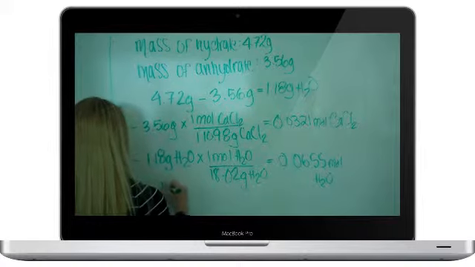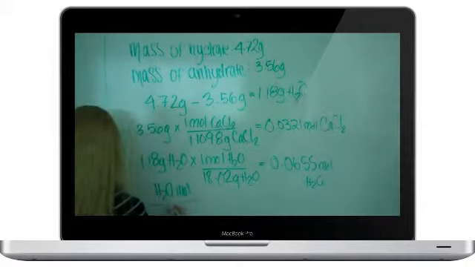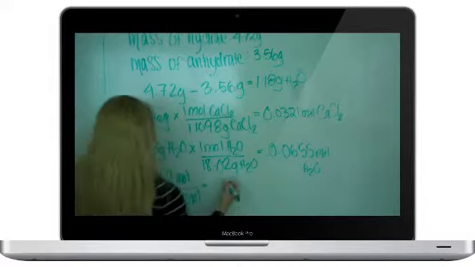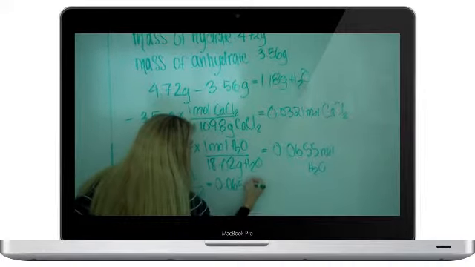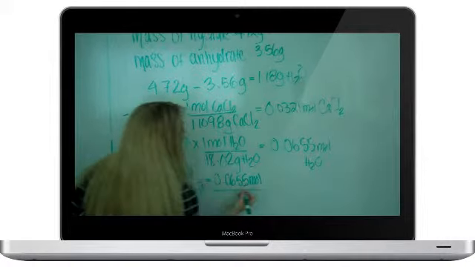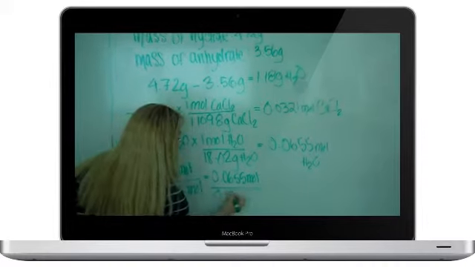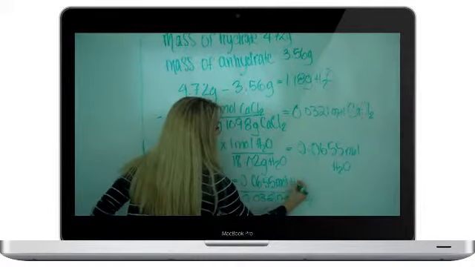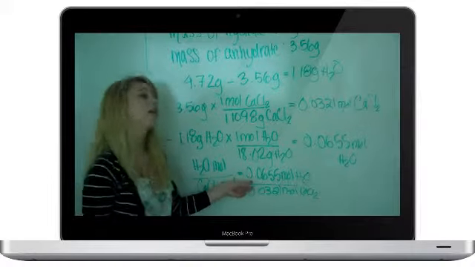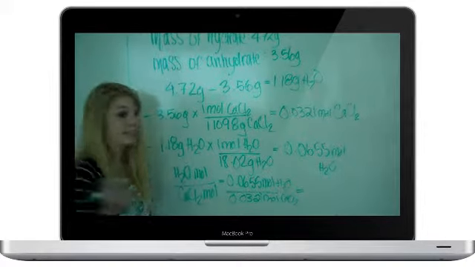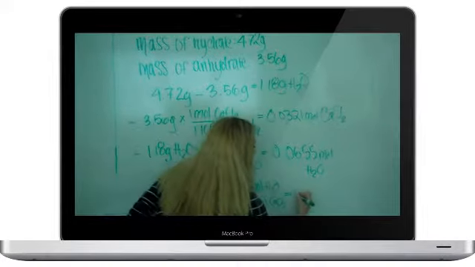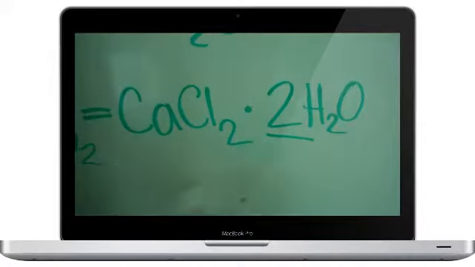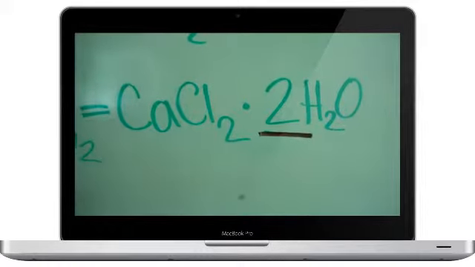Find the mole of the H2O to calcium chloride mole ratio. This equals 0.0655 moles over 0.0321 moles. Don't forget to always put the moles of H2O on top because you want to find the water ratio. Each hydrate has its own specific ratio. This ratio is calcium chloride and 2 H2O. Calcium chloride is 2 H2O. Were you paying attention?